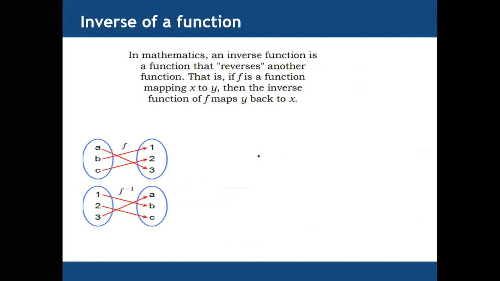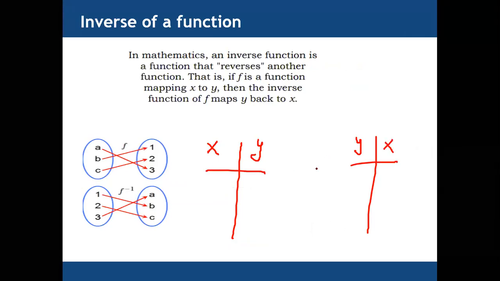Let's suppose we have one example, x and y, and for the second one we have y and x. When x is equal to 0, y is 5; when x is 1, y is 10; when x is 2, y is 15; and when x is 3, y is 20. So the pairs are 0, 5; 1, 10; 2, 15; 3, 20.